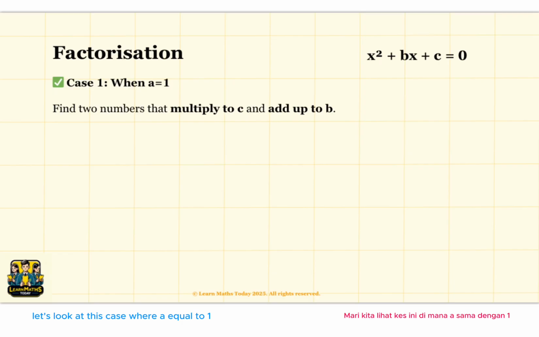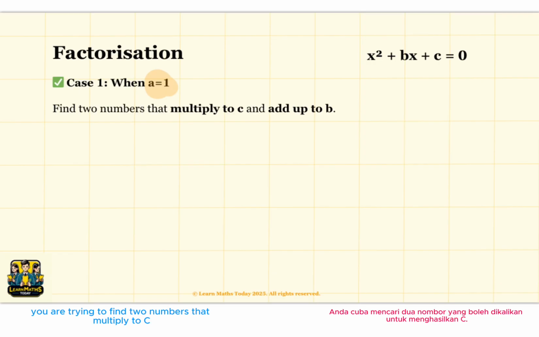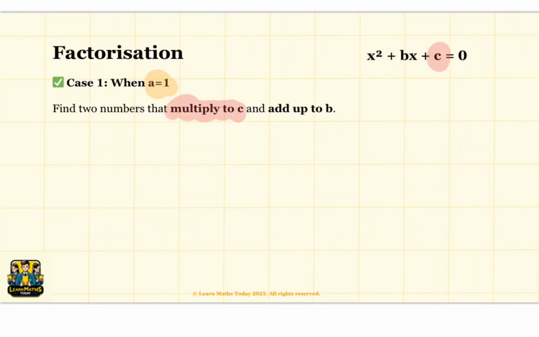Now look at the case where a equals 1. In other words, the coefficient of x squared is just 1. This is the easiest case to start with, so let's understand how this works. Here's a strategy you need to understand. You are trying to find 2 numbers that multiply to c and sum up to b.